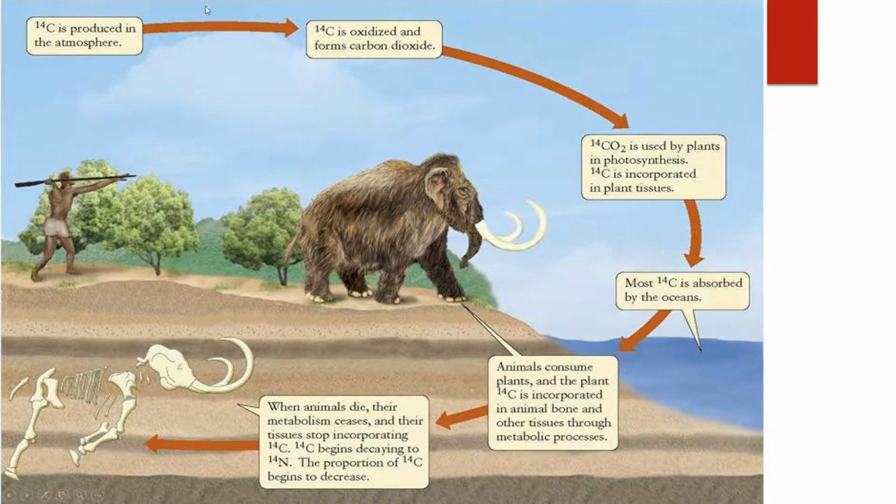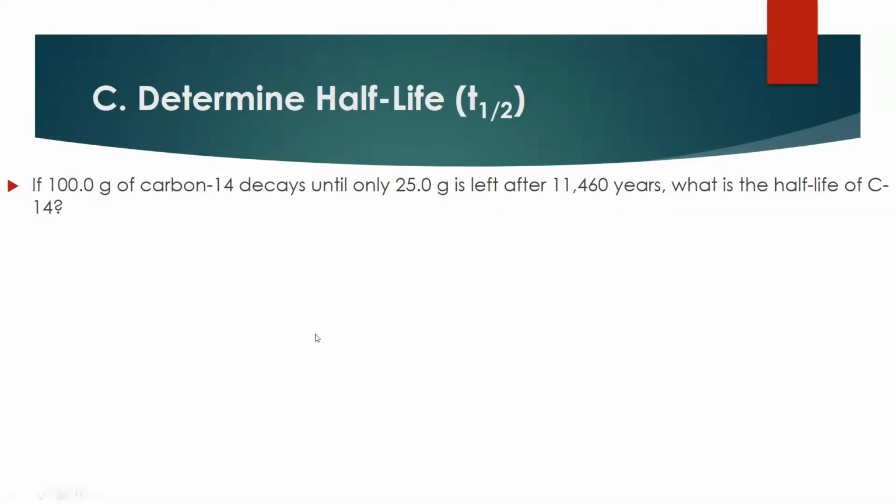Like I said, carbon-14 is coming from the atmosphere. It can oxidize with oxygen in the atmosphere to form that CO2. Then plants use it in photosynthesis, and it's incorporated into tissues. When this mammoth, for example, dies, the carbon-14 in its bones starts to break down, and we can look at the ratio of this carbon-14 to the nitrogen-14 that it has, and that's how we can determine how old these fossils are and other artifacts.